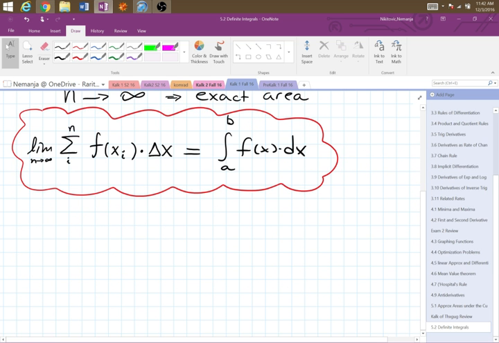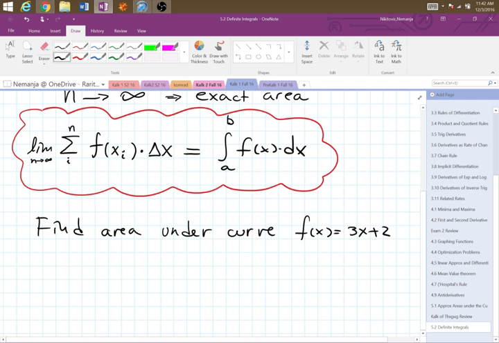What does it take to integrate, let's say, a function? So let's go like this. Find the area under a curve f of x equals 3x plus 2 on the interval 3 to 5. It doesn't really matter.